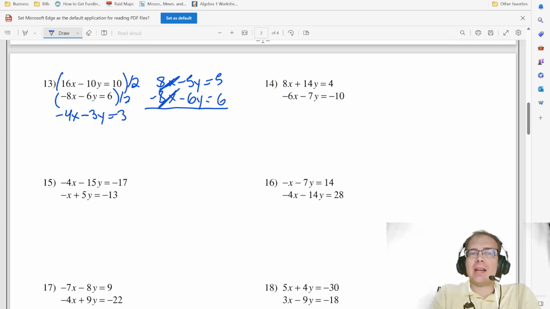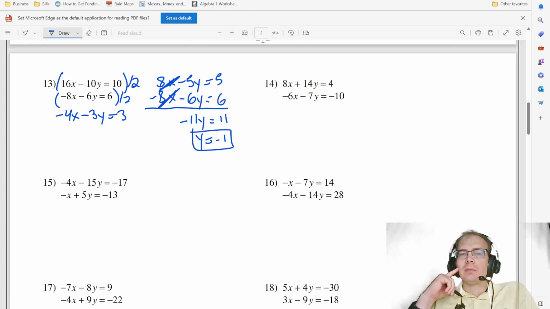So 8x minus 8x is 0, minus 5y minus 6y is minus 11y. 5 plus 6 is 11. Divide both sides by negative 11, you get negative 1. There we go. All right, awesome.